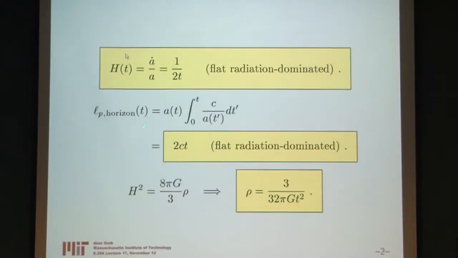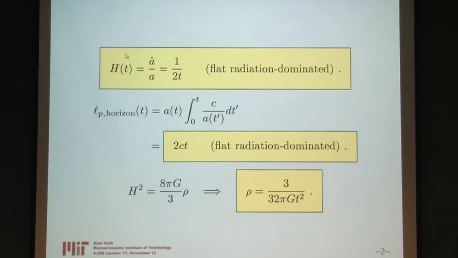The horizon distance is given by the formula a of t times the integral from 0 to t of c over a of t prime dt prime. The integral represents the total comoving distance that light could travel between time 0 and time t. And then one multiplies that by the scale factor at time t to turn it into a physical distance. And that then becomes the horizon distance at time t. And that is 2 times ct. You might remember it was 3 times ct for the matter-dominated case.